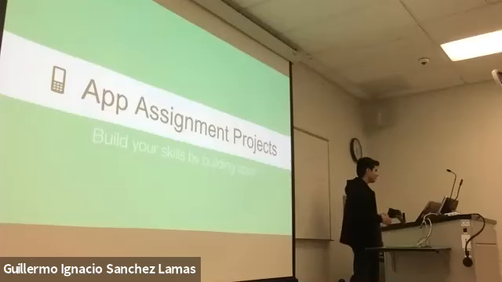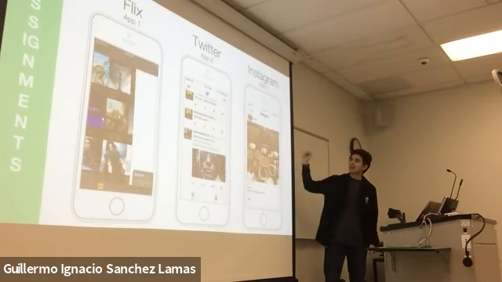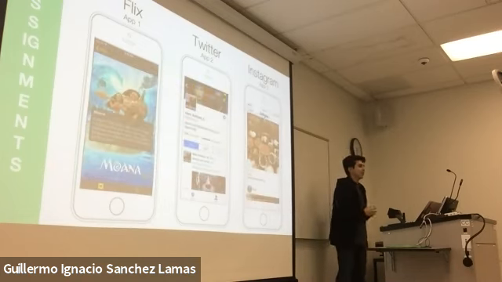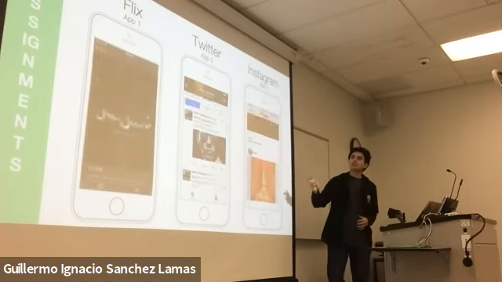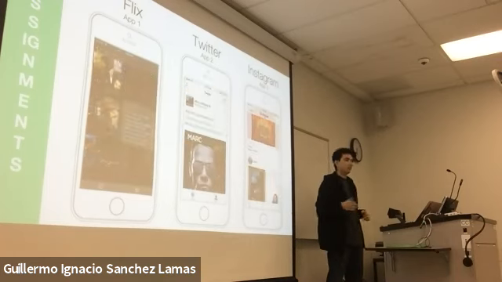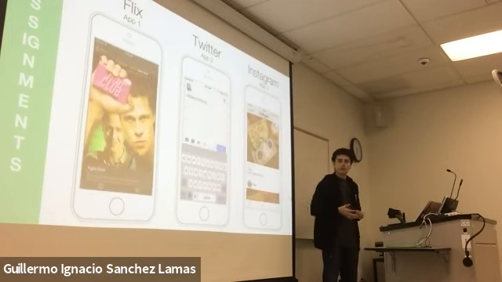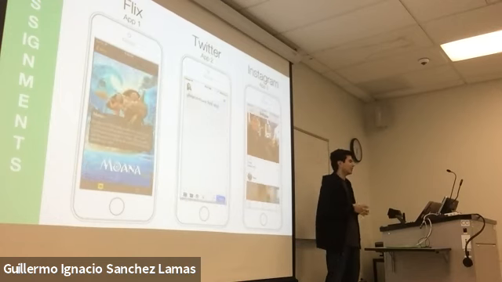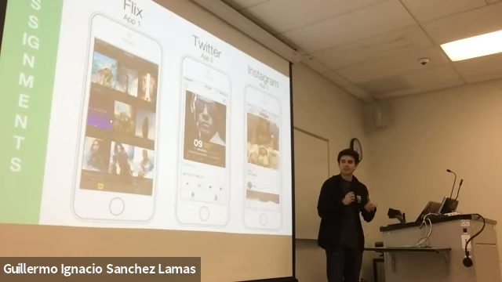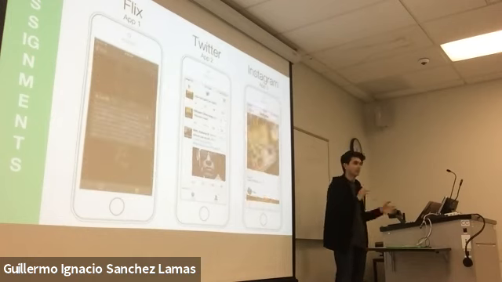Now, some of the app assignment projects that they worked on during those 6 weeks were Flix, Twitter, and Instagram. So the students that enroll in our course get to learn how to rebuild these applications. Flix is where you learn how to use APIs and table views. Twitter is where you learn how to use APIs like from Twitter, as well as other functionalities that the API provides, as well as segues and passing data from one view controller to another.